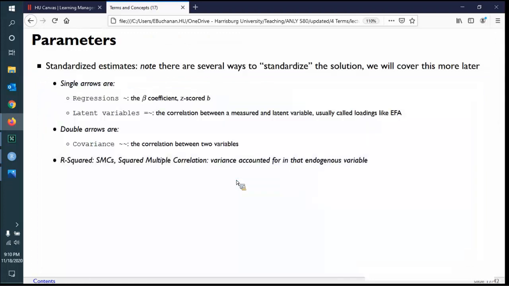All right. Another cool thing that you can get in the output is R squared. You'll see textbooks call this squared multiple correlations or SMCs. It's just a fancy name for R squared, and that is the amount of variance accounted for in an endogenous variable. So you will not get R squared values for exogenous-only variables because they are just X. You're not predicting them. Remember, R squared is only for Ys.